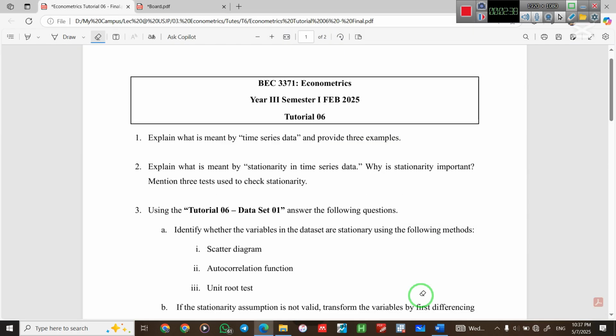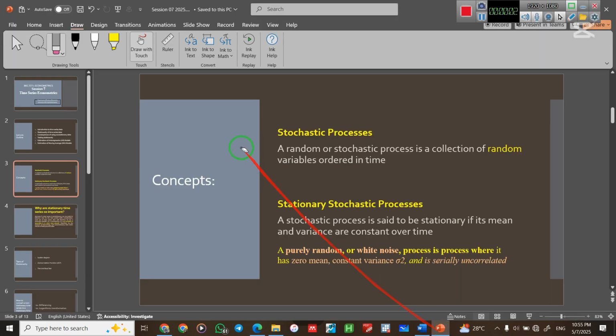If we move to the second question, they are asking us to explain what is meant by stationarity in time series data and why it is important, and to mention three tests that you can use to check stationarity. So in this question they are asking three things: first, what is meant by stationarity in time series data, why it is important, and how you can check stationarity, right? If we move to your session 7, you have learned about several concepts related to time series econometrics.